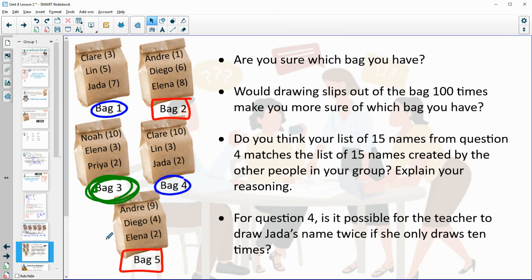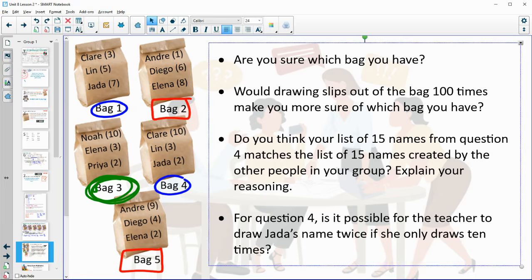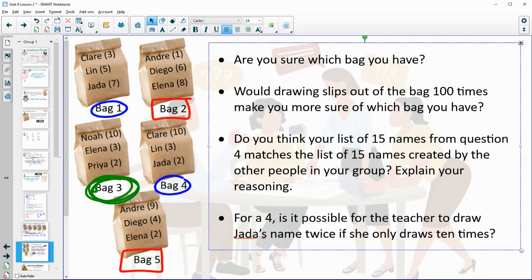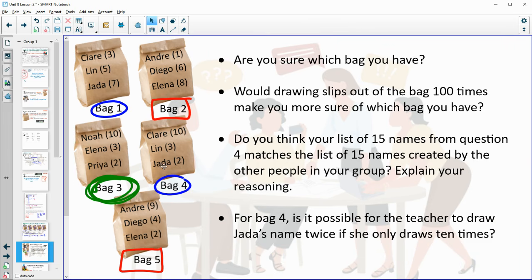For question 4, is it possible for the teacher to draw Jada's name twice if she only draws 10 times? So certainly you can draw Jada twice. Or maybe this is probably supposed to be for bag 4. And it's certainly possible. Absolutely, you could draw her name twice. Can you draw her name twice from bag 3? No. Even though she's only in bag 4 twice, she's there. So could we draw her? Yes. Could we draw her twice? Absolutely.